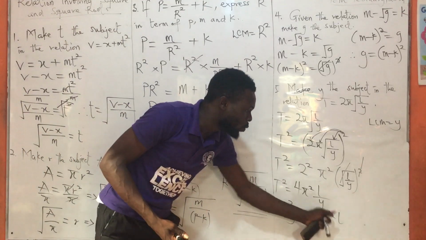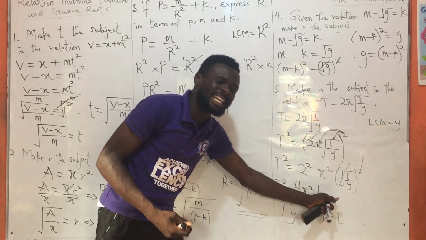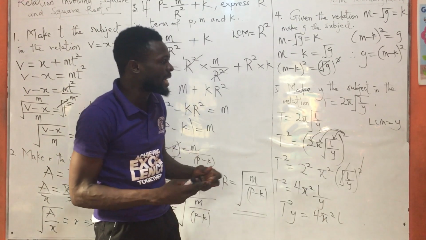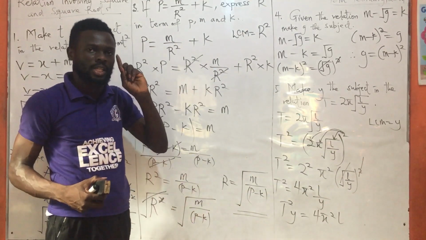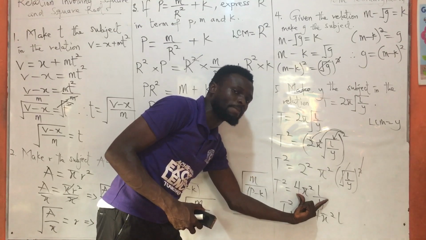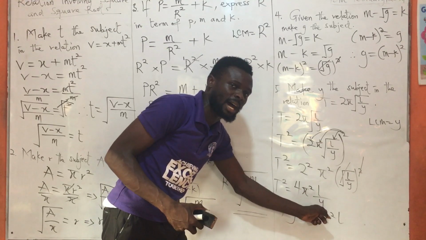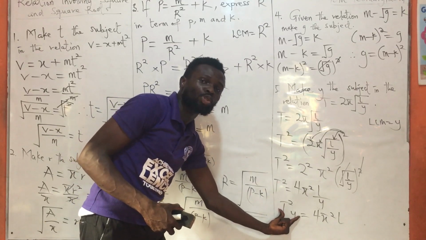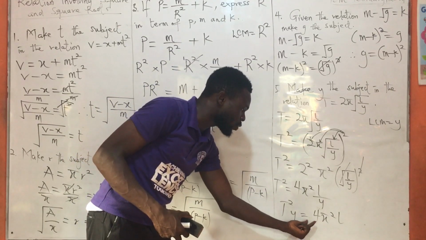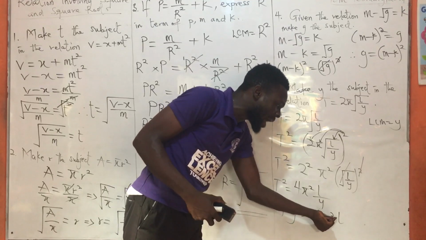Where did the L go? Where did the y go? We multiply this by y. Remember we said that when you have the LCM, multiply it through by the LCM. So this is being multiplied by y, whereby it will cancel out. Then this is multiplied by y, which will give you t squared y, which is equal to 4 pi squared L.